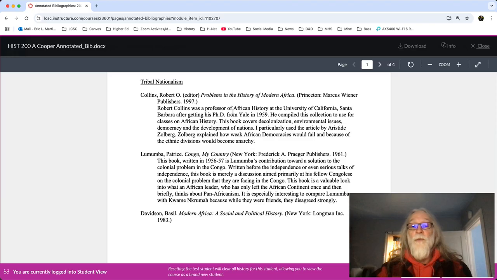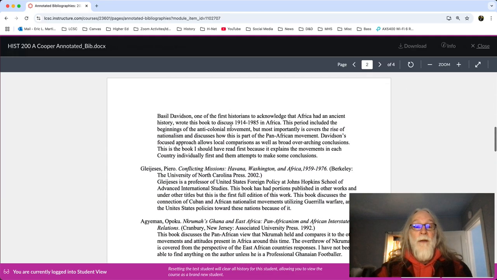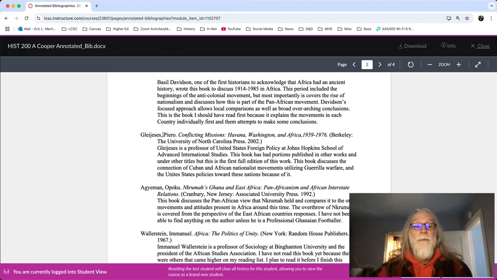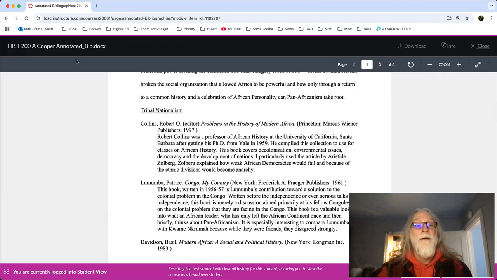Robert Collins was a professor of African history at the University of California. He compiled this collection to use for classes on African history. It covers decolonization, etc. I'm going to particularly use the article by Zolberg. Professor of United States Foreign Policy. The book discusses the connection of Cuban and African nationalist movements. You guys get the idea.